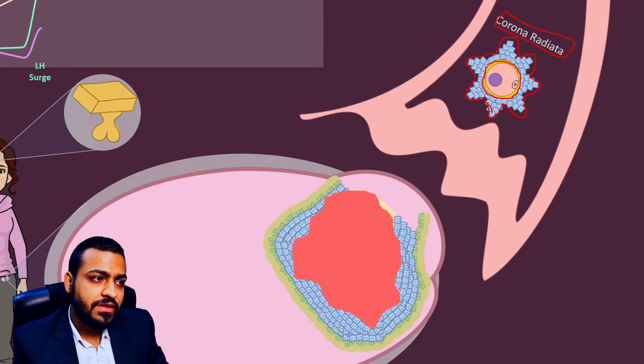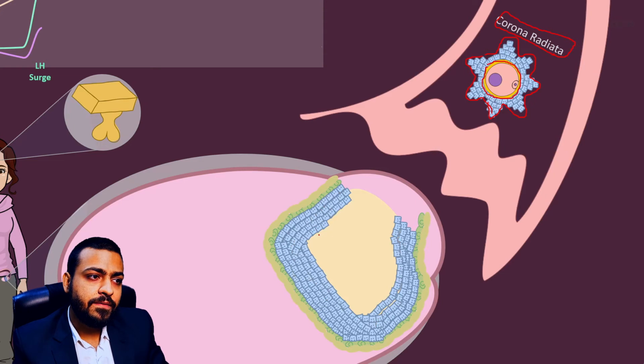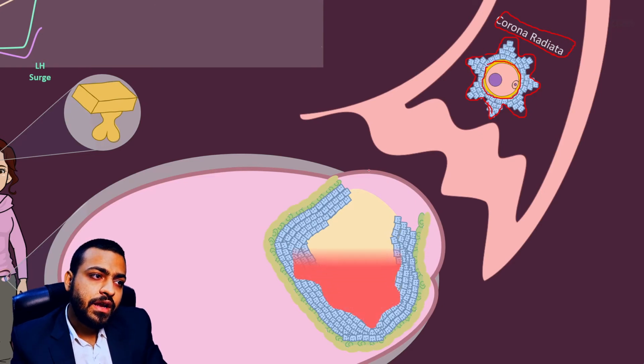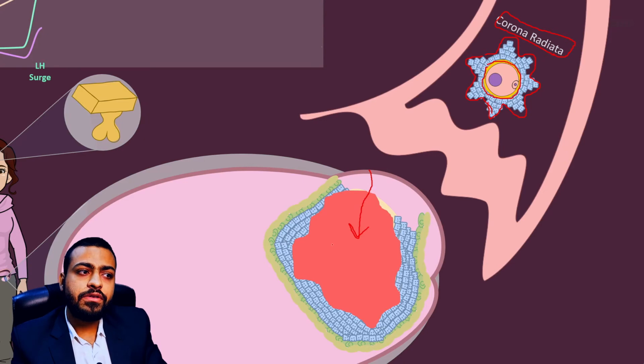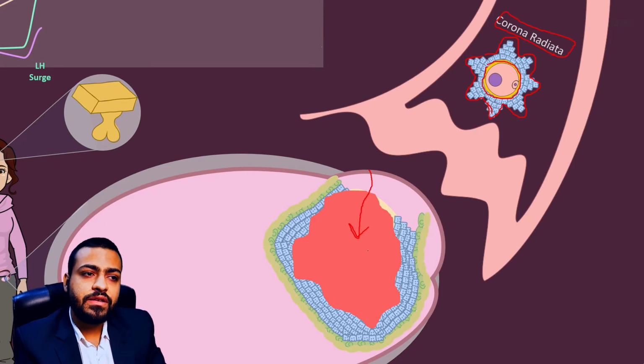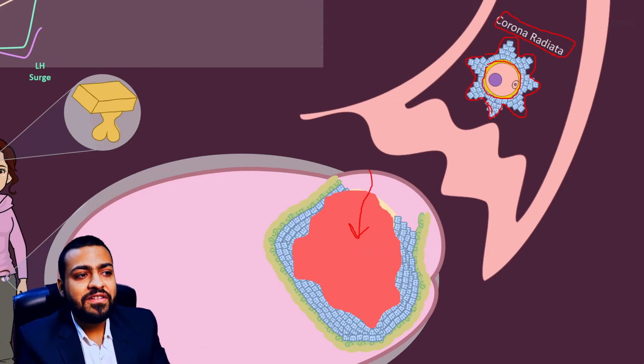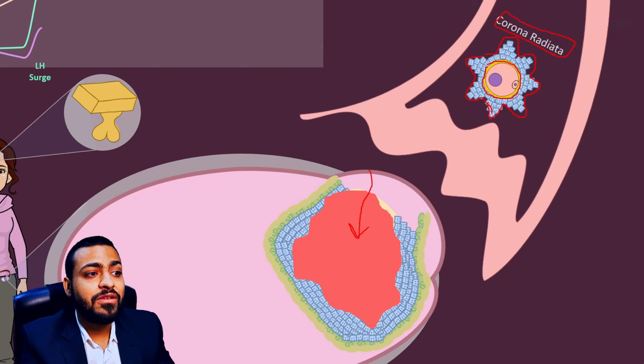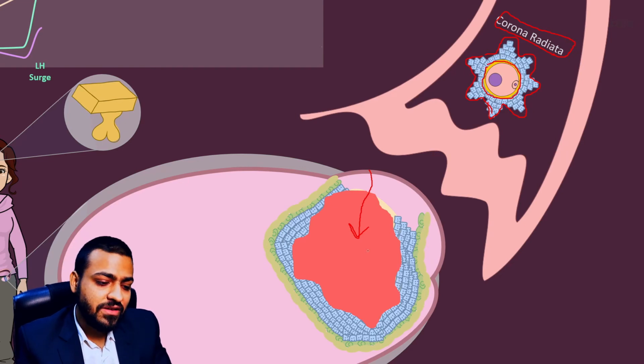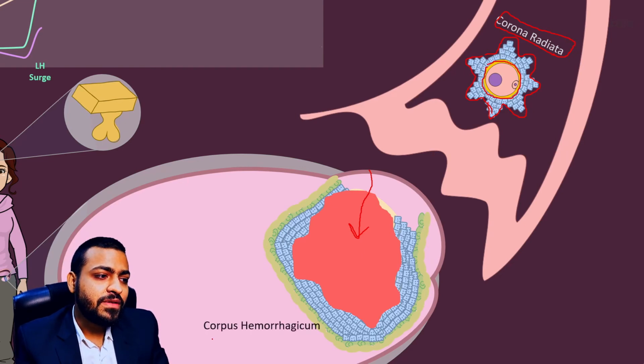Plus, what happens to this structure that remains behind? As there was rupture of some blood vasculature here, some of the blood entered into this remaining structure, right? And this part of the follicle that remained behind is now full of blood and some blood clots as well. So now we call it corpus hemorrhagicum, right?